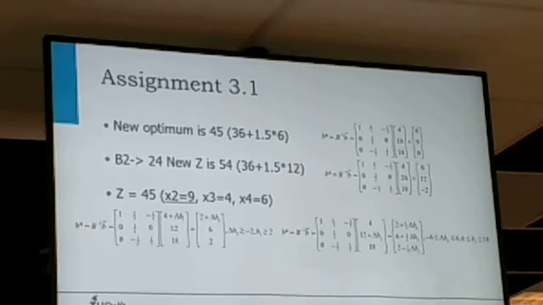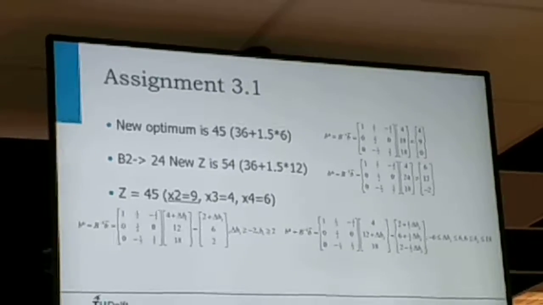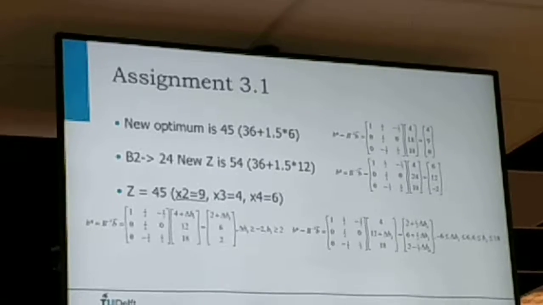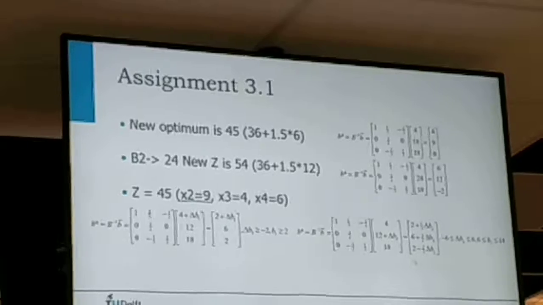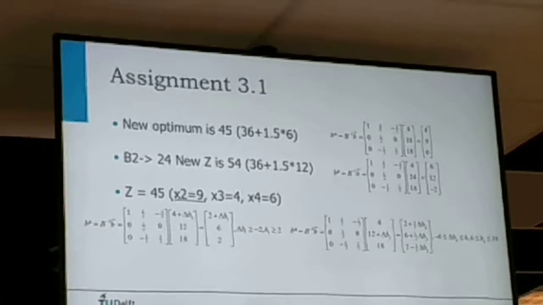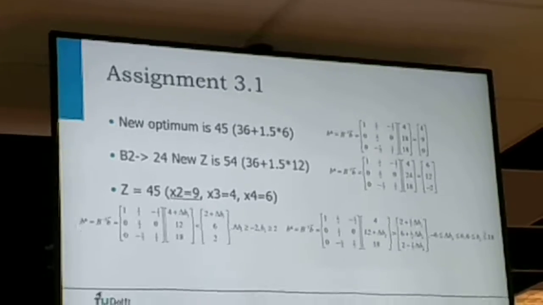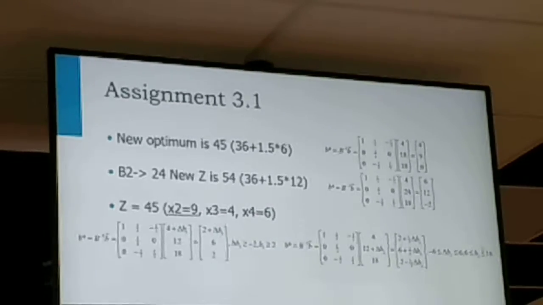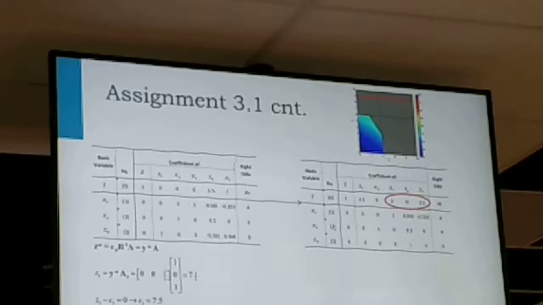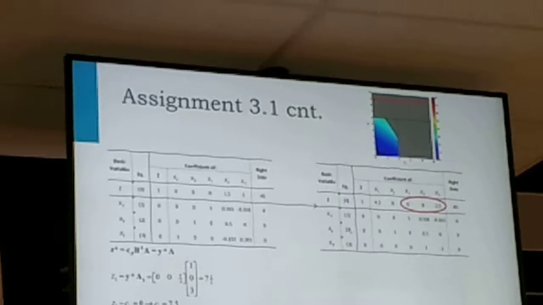And here, because we have a negative coefficient, it means that if B2 increases by more than 6, this constraint will be violated. So as B2 has an original value of 12, it basically means that B2 is allowed to go from 6 to 18 for this corner point to remain feasible. Is that clear?